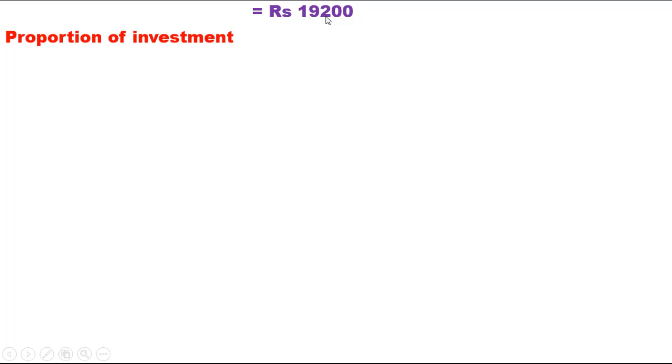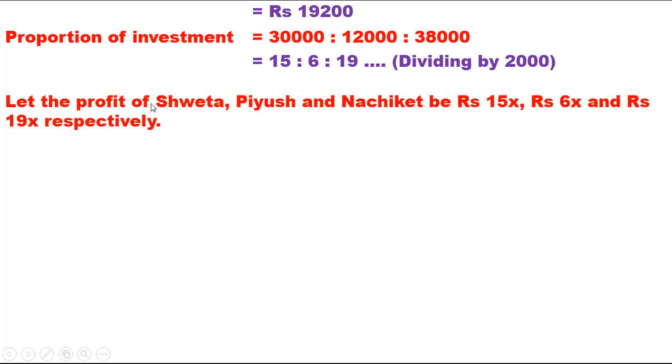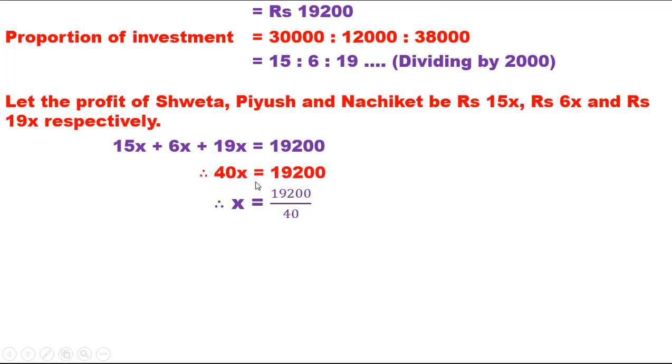19,200. Proportion of investment is equal to 30,000 is to 12,000 is to 38,000, 15 is to 6 is to 19. Let the profits of Shweta, Piyush and Nachiket be rupees 15x, 6x and 19x respectively. 15x plus 6x plus 19x is equal to 19,200, 40x is equal to 19,200. Therefore x is equal to 19,200 divided by 40. Therefore x is equal to 480.